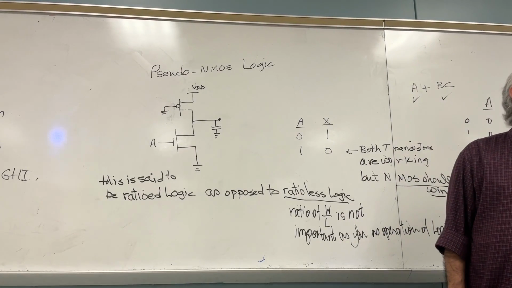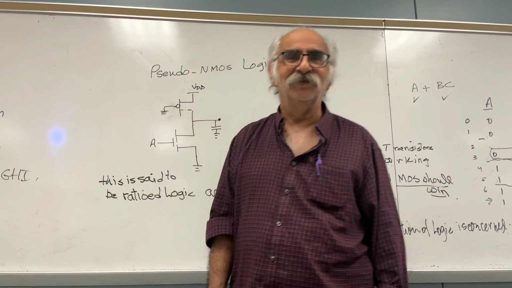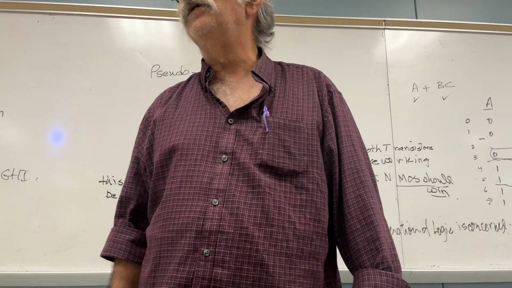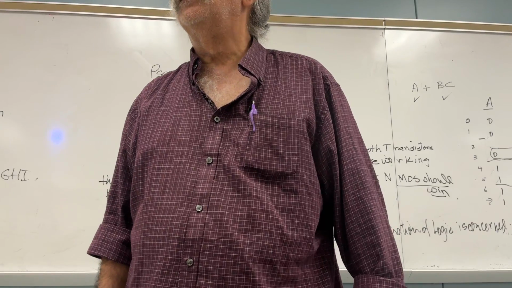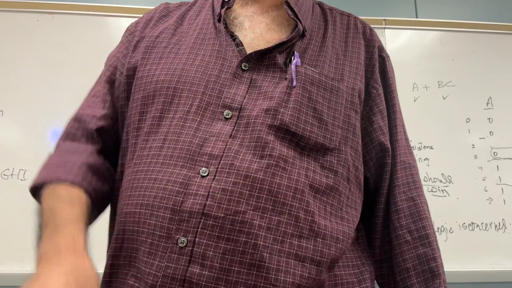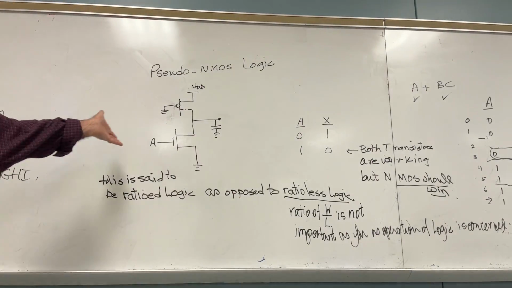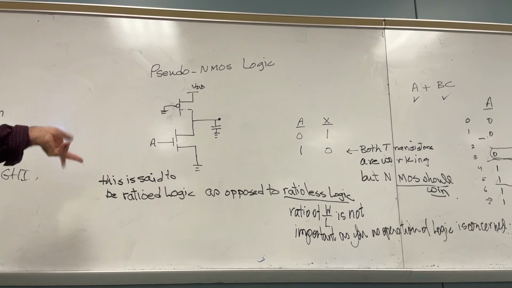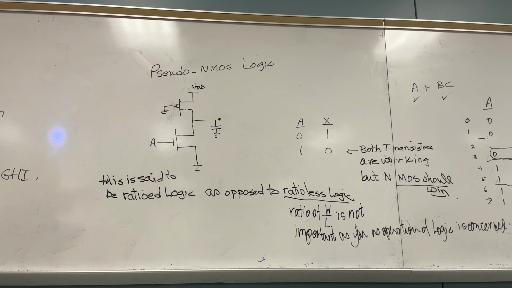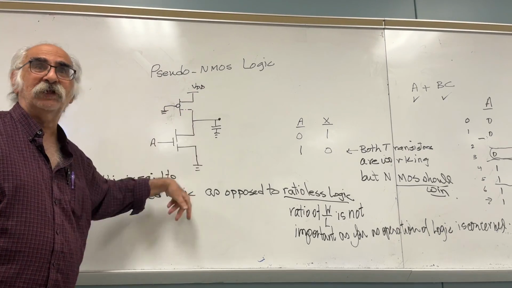Clear? Yes. Okay, good. This is called the pseudo-NMOS. What does the word pseudo mean? Sort of, kind of. Pseudo means kinda, sort of, yeah, sort of NMOS. Because everything is implemented in NMOS, except for one transistor only. Which one? This one. All the others, all the logic is NMOS.